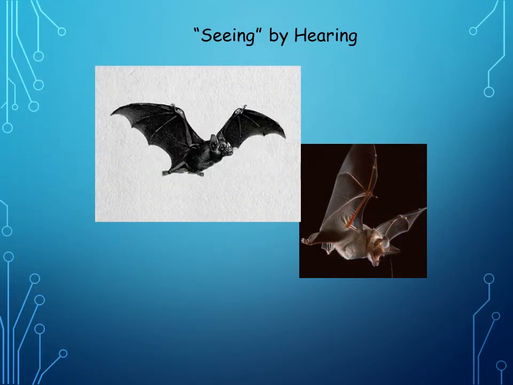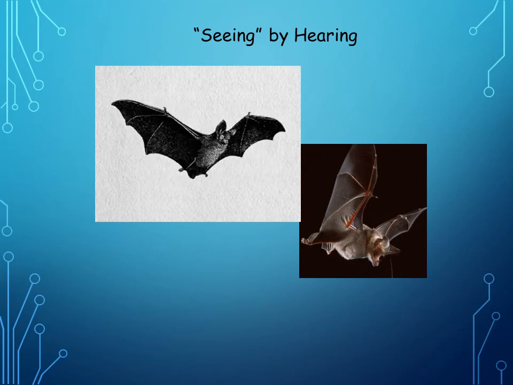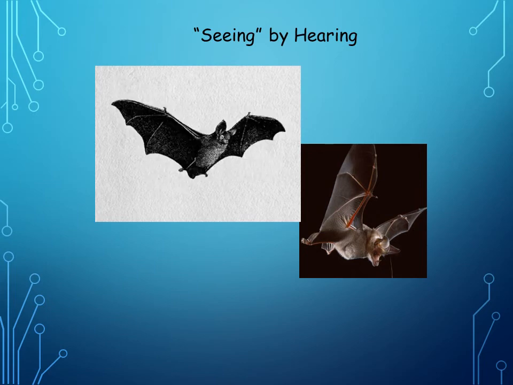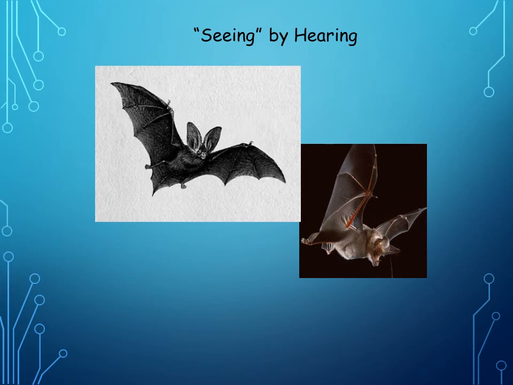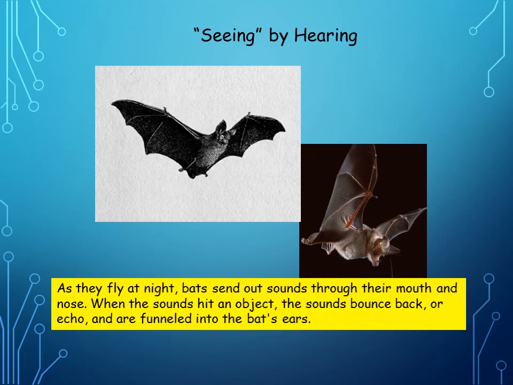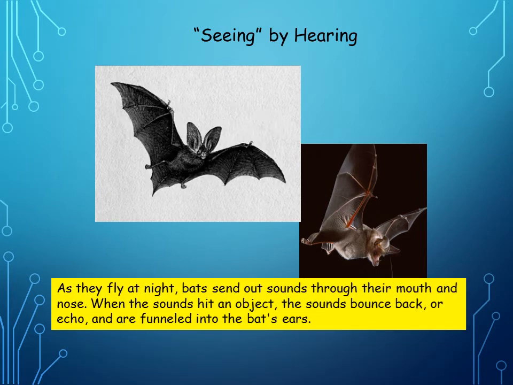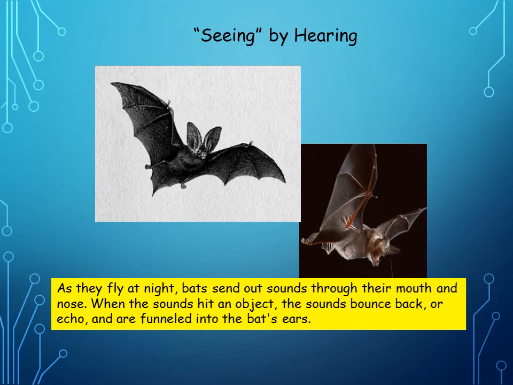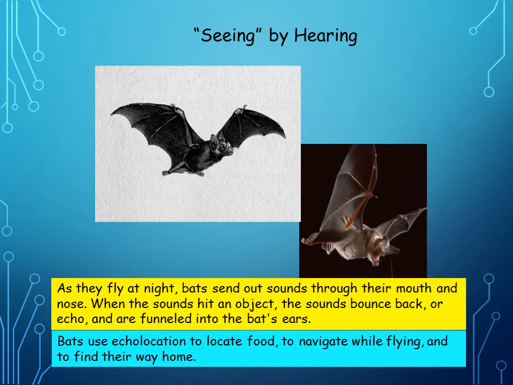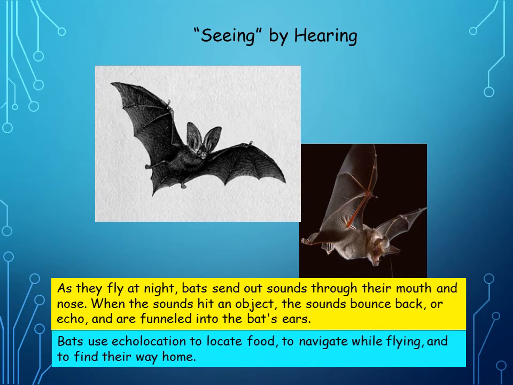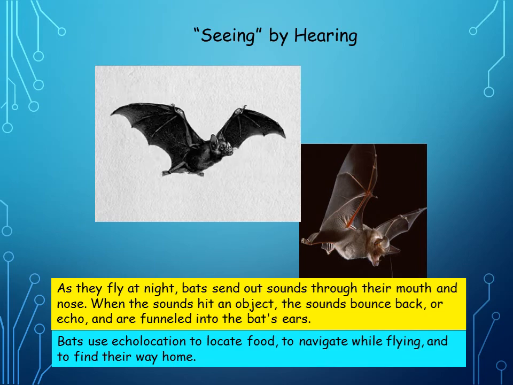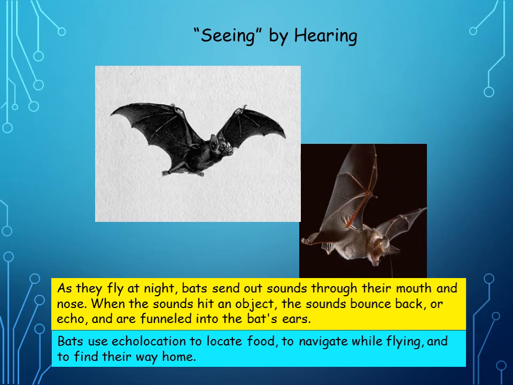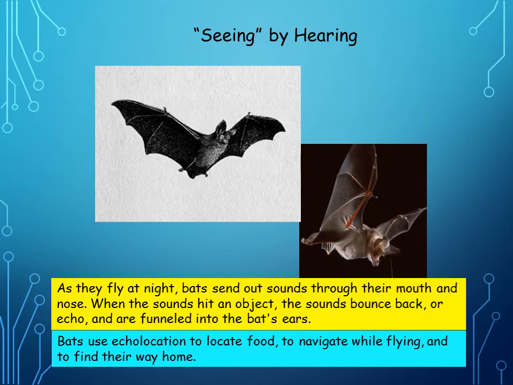Seeing by hearing. Look at the illustration of a bat, grade 4. Have you seen a real bat? As they fly at night, bats send out sounds through their mouth and nose. And when the sounds hit an object, the sounds bounce back or echo, and they are funneled into the bat's ears. As in humans, the sound vibrations move through the ear and are converted to signals sent along the nerves to the brain, where the information is processed. Bats use echolocation to locate food, to navigate while flying, and to find their way home.